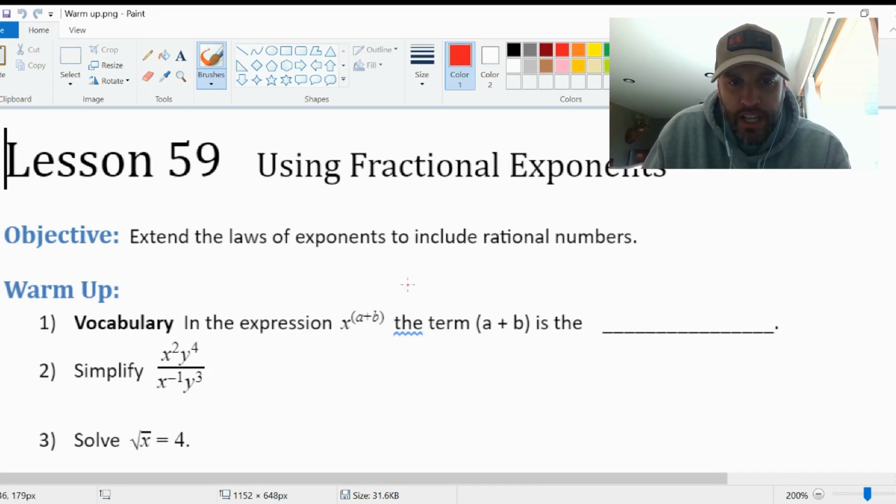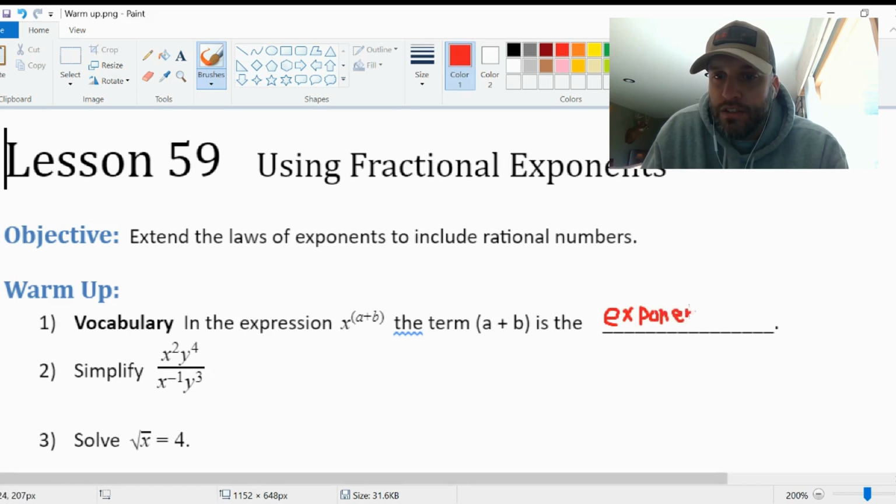Vocabulary. In the expression x to the a plus b, the term a plus b is called your exponent, and that's what we are going to look at today. We're going to look at when those exponents are fractions.